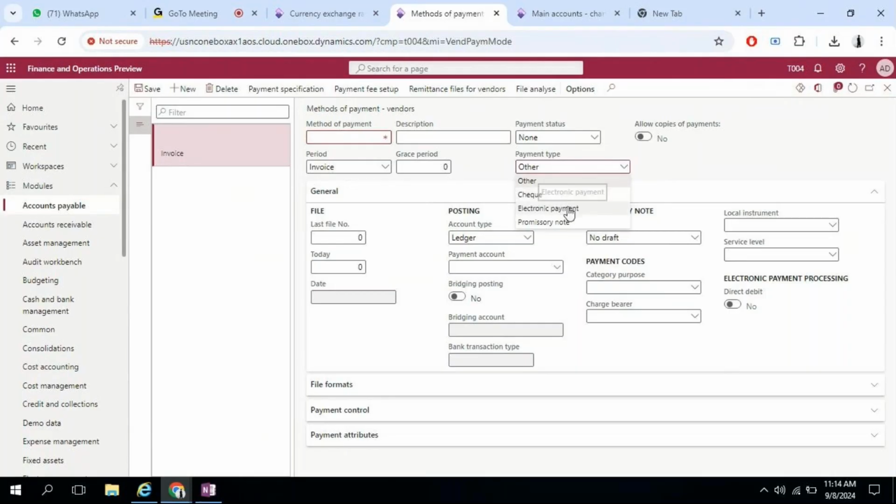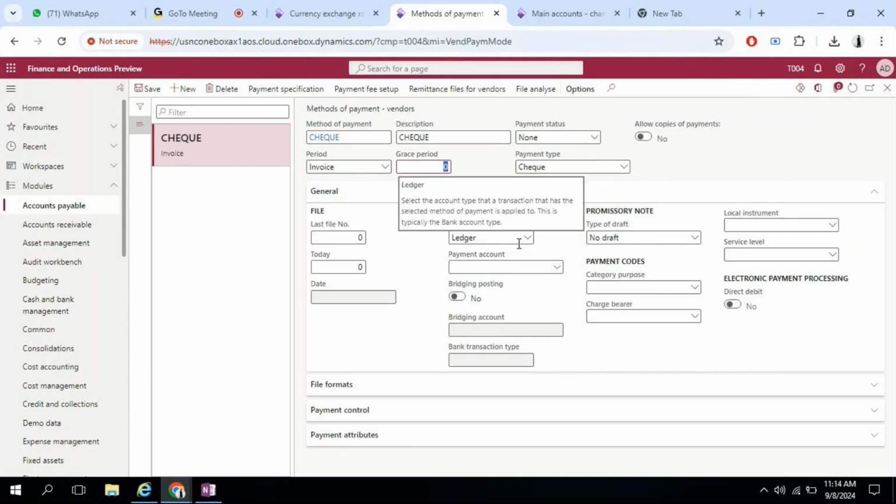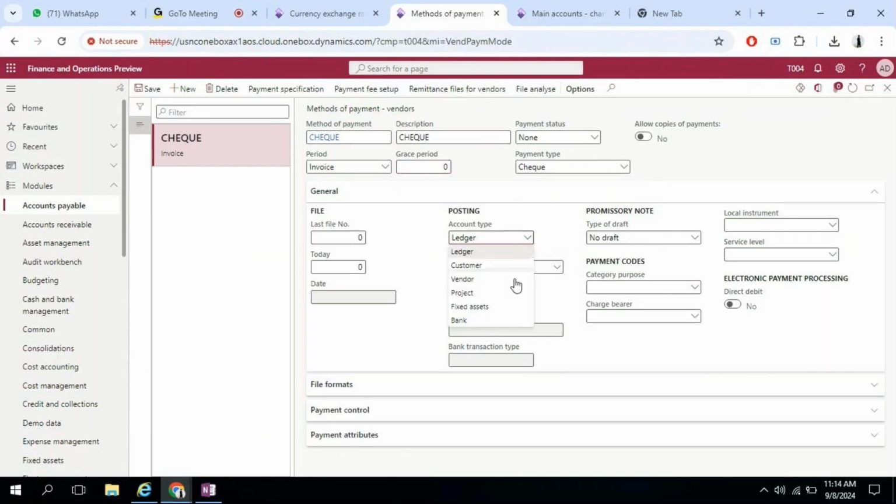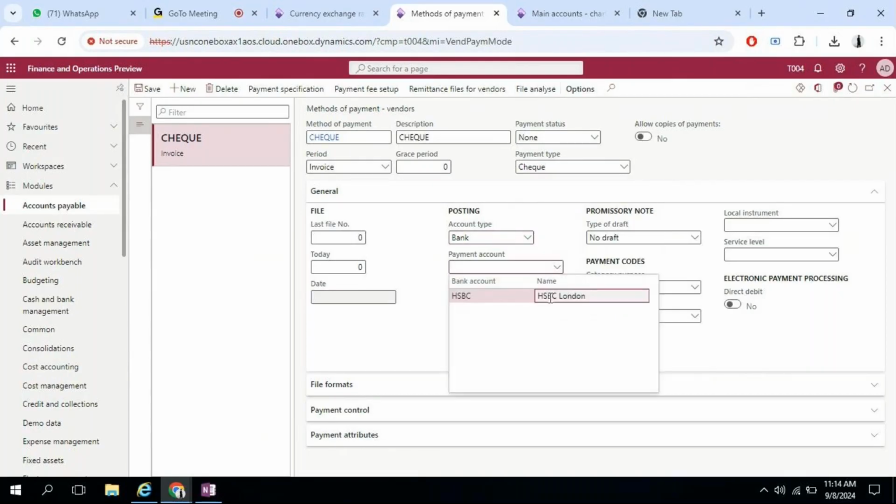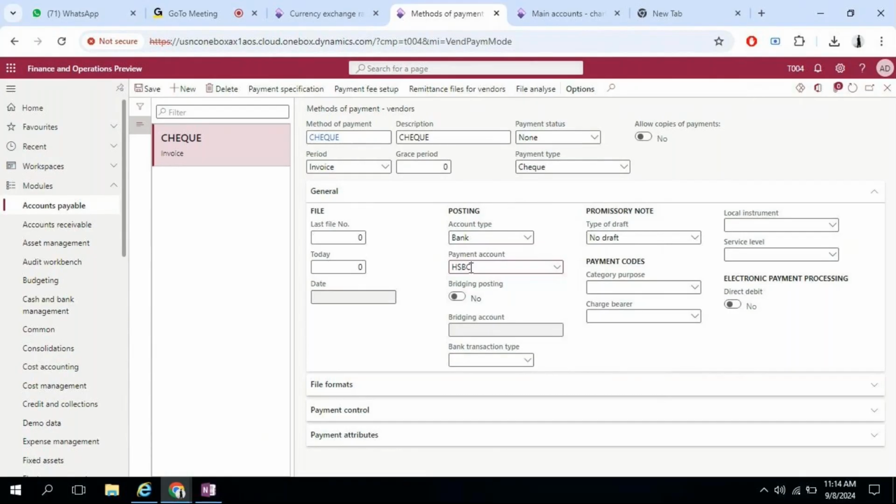Is it a check payment, an electronic payment, or a promissory note? Let's say, for example, it is a check payment. You can also go for cash on delivery, where the payment type will be Other. For the check, you will type CHEQUE. From which bank, what is the posting? You can take the bank, and over here define the bank account. Whenever this method of payment is utilized, this is for HSBC bank. Bridging and all those things, I will come back to later.